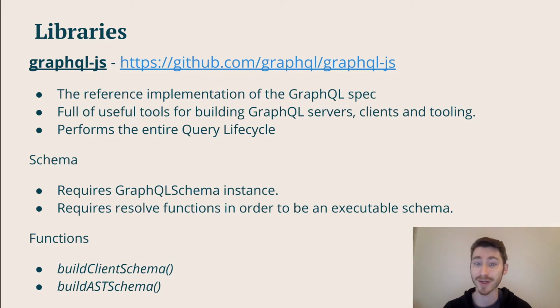It's a GitHub organization with many mono repositories, and it can perform the entire query lifecycle, including parsing the schema notation. The schema requires library-specific GraphQL schema instances, and also in order to be an executable schema, it requires resolve functions. A couple of useful functions here. We've got the build client schema, which takes output of an introspection query and builds the schema out of it. We've also got a build AST schema, which once you've passed the schema into AST, this then transforms into a GraphQL schema type.